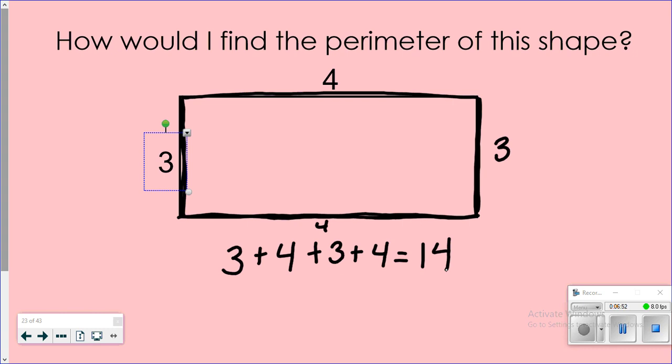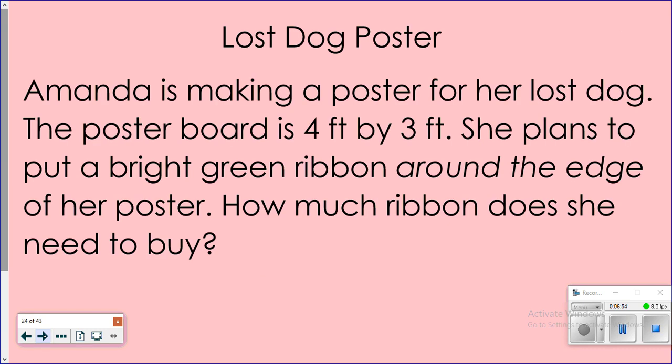Alright, let's do another one. We got a lost dog poster. Amanda's making a poster for her lost dog. The poster board is 4 feet by 3 feet. She plans to put a bright green ribbon around the edge of her poster. How much ribbon does she need to buy? Go ahead and read that problem one more time, and then figure out what your answer sentence is going to be.